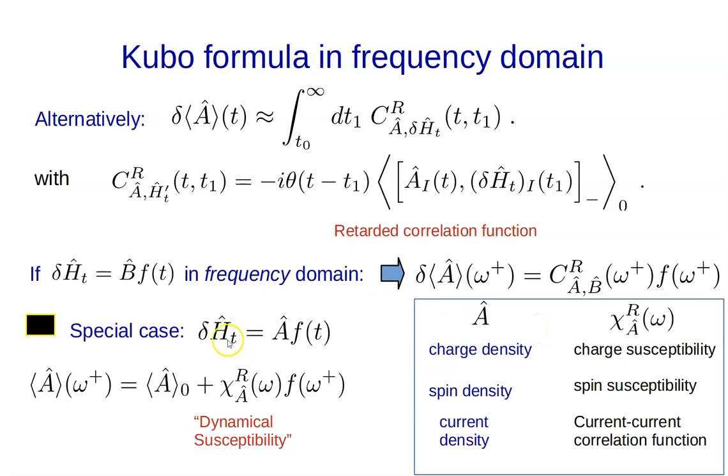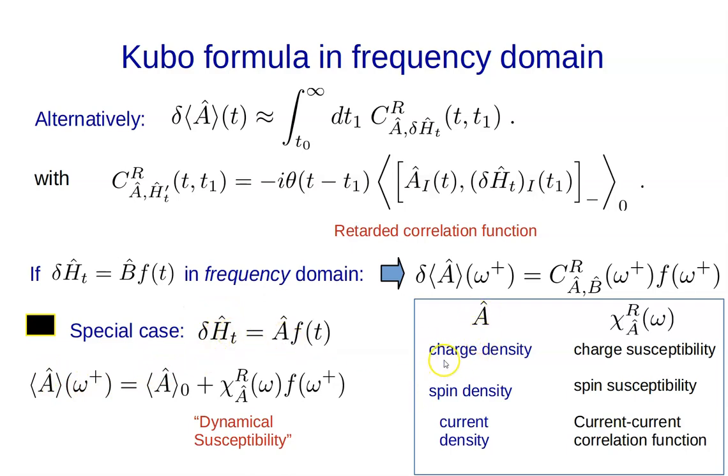And there is also the special case where the perturbation is itself proportional to operator A itself, meaning that this B here is equal to A. In this case, this correlation function is usually called the dynamical susceptibility associated with operator A. And here there are a couple of examples where we want to, of course, measure the response function of an operator in a case where the perturbation is proportional to the same operator.